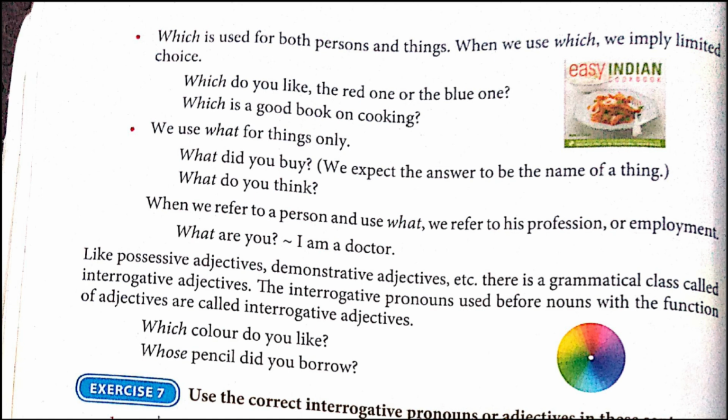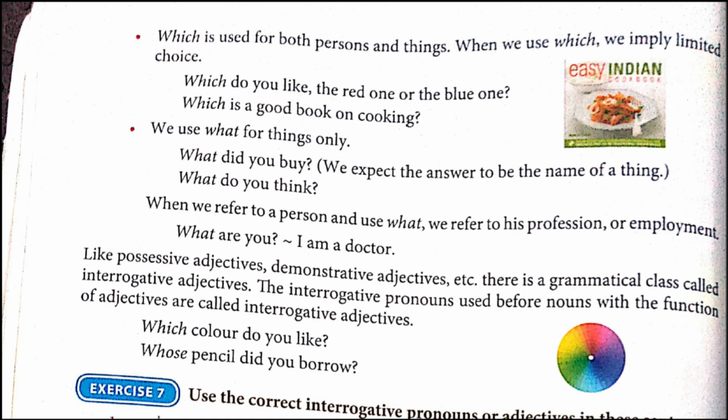Next rule. Like possessive adjectives and demonstrative adjectives, there is a grammatical class called interrogative adjectives. In the same way, interrogative pronouns used before nouns with the function of adjectives are called interrogative adjectives. Keep in mind, whenever I talk about an adjective, first an adjective will come and after that a noun will be there. Now here some questions are there. Which color? When I say which color, which is an interrogative adjective and next to that a noun is there. Which color do you like?